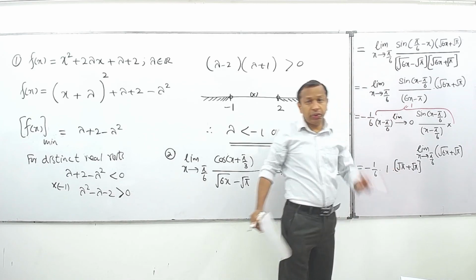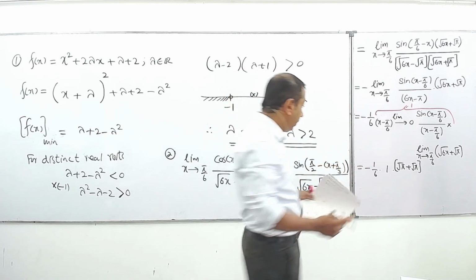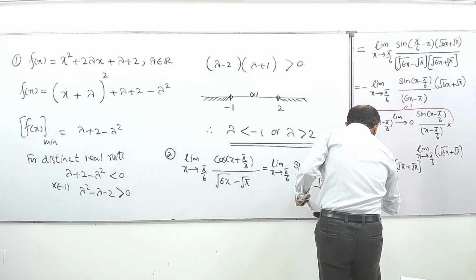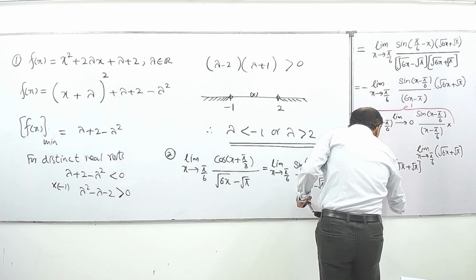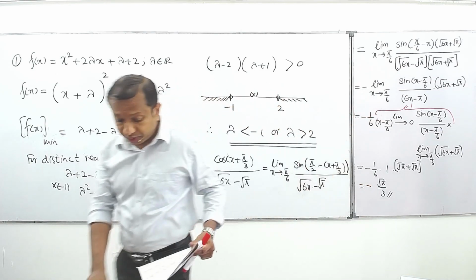Root pi, 2 root pi, 2 and 6 you can cancel down. Then we get minus root pi by 3. This way. This is the answer. Right? That way you can take the answer.